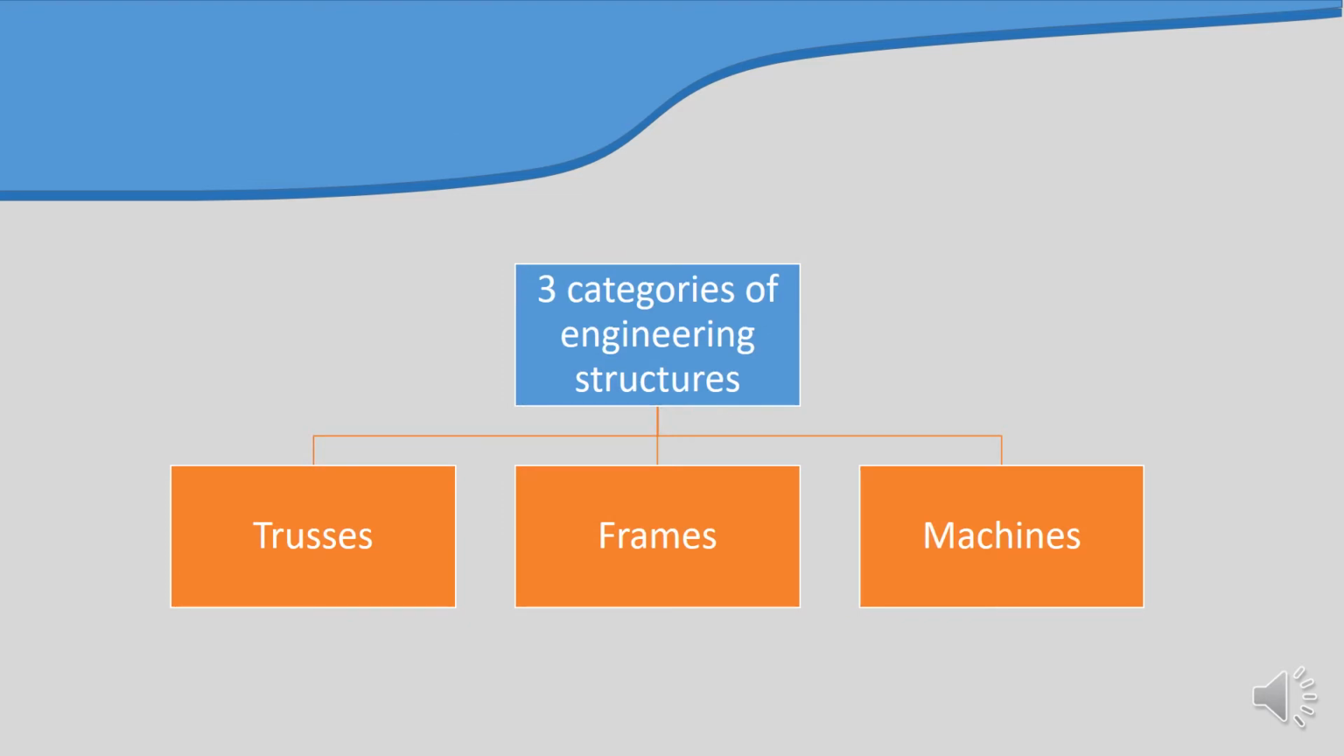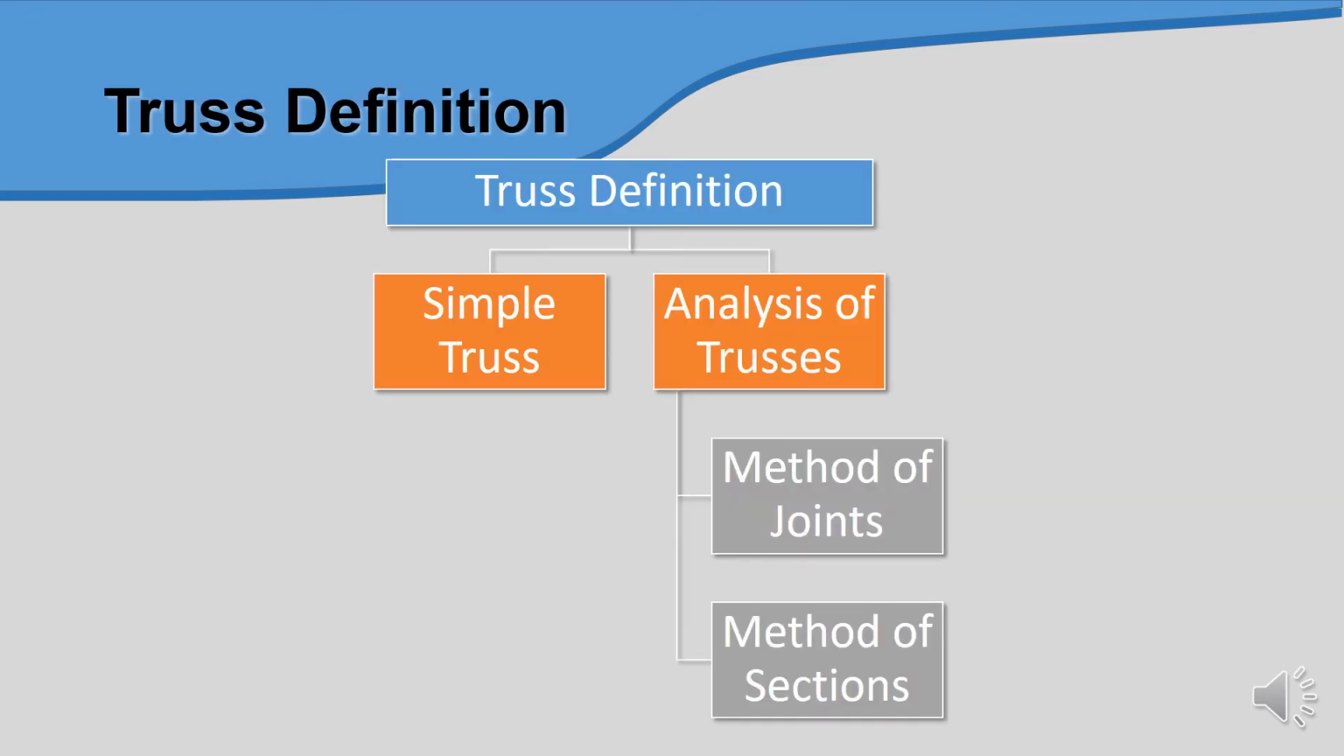Okay, three categories of engineering structure: trusses, frames, and machines, already mentioned before. So we will go for the truss definition first. The first one is a simple truss. After this we will look at the simple truss and try to solve this problem. And we have analysis of truss, so we have two types. The first one is by using the method of joint, and the second one by using the method of section.